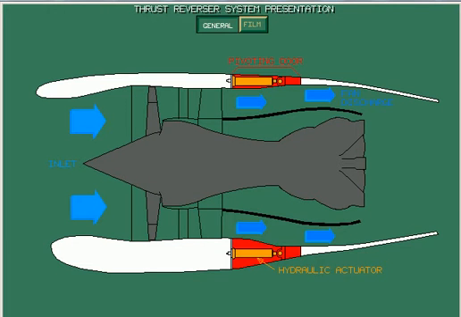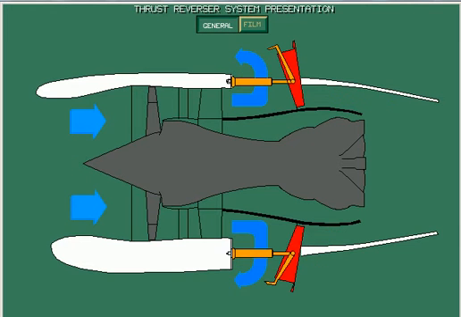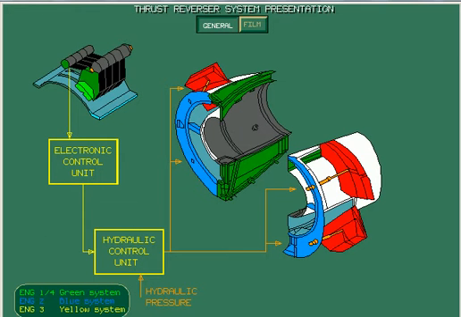Thrust reverse is achieved by reversing the direction of the fan airflow using 4 pivoting blocker doors. Each door is operated by a hydraulic actuator. The actuator receives fluid from a hydraulic control unit, which is controlled by the electronic control unit.